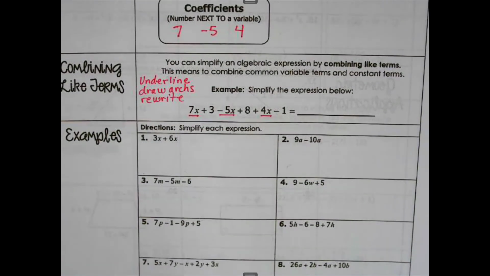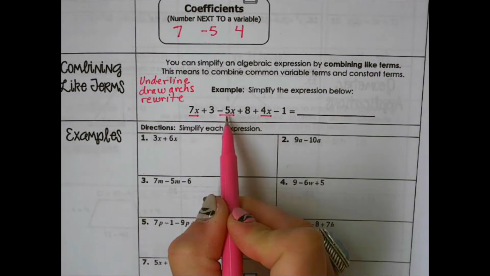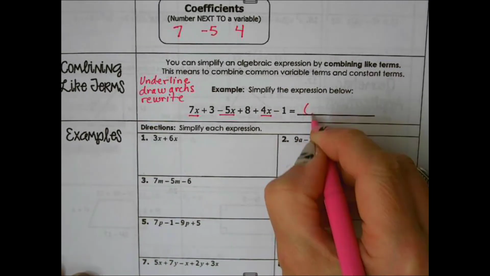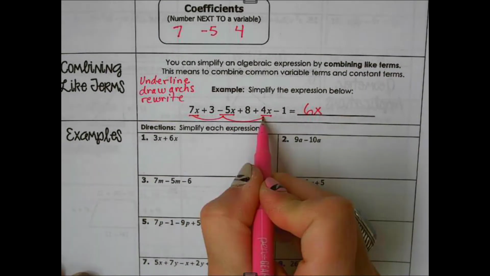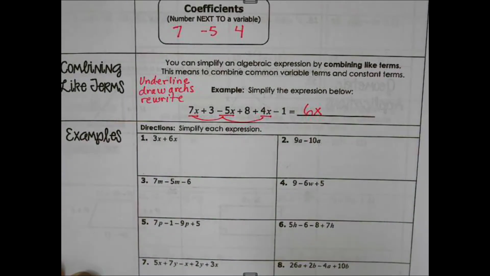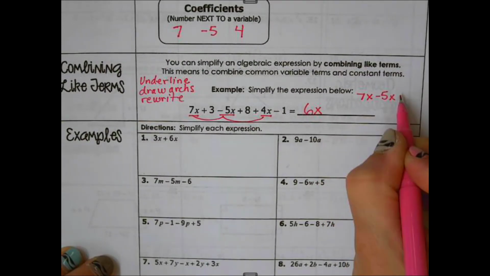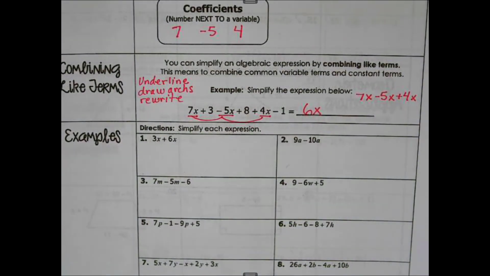I'm going to underline all my variable terms. Now, some kids can do math in their head. Some kids have to write more work down. Again, you just have to know how you best will get the correct answer. If I underline these, though, I can go 7x minus 5x. That simplifies to 2x. 2x plus 4x is 6x. Now, I also could draw the arcs. I could connect those. That would be another method. And then I could rewrite this. Over here I could go 7x minus 5x plus 4x. So again, you just have to find that method that works best for you.